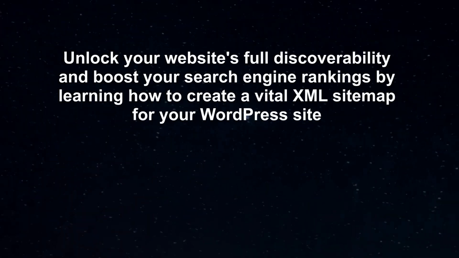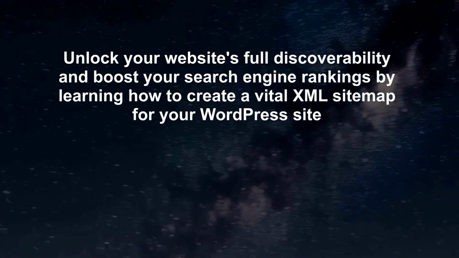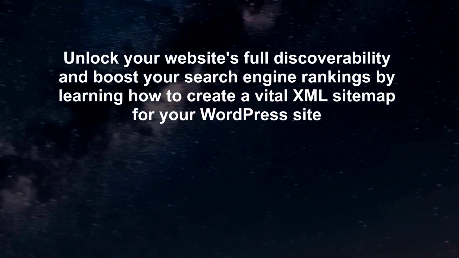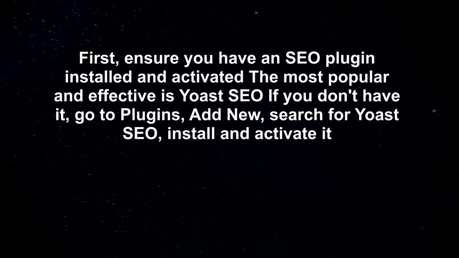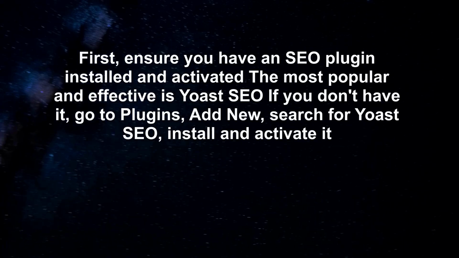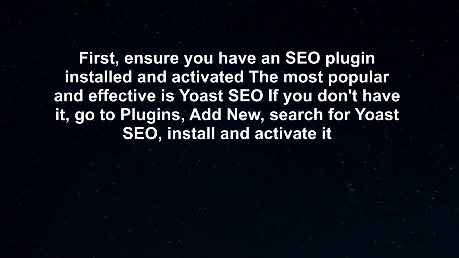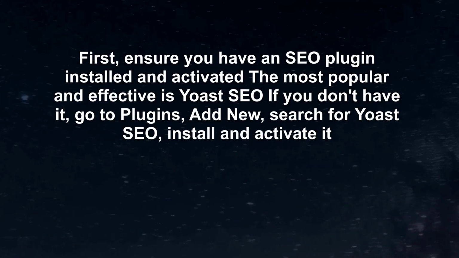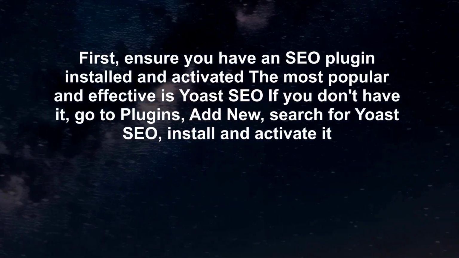Unlock your website's full discoverability and boost your search engine rankings by learning how to create a vital XML sitemap for your WordPress site. First, ensure you have an SEO plugin installed and activated. The most popular and effective is Yoast SEO. If you don't have it, go to Plugins, Add New, search for Yoast SEO, install and activate it.